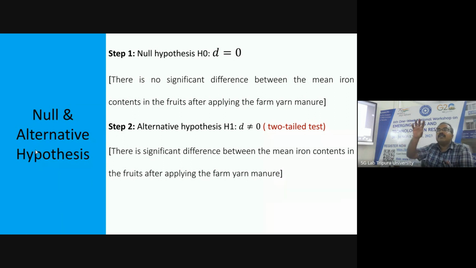And you are measuring 10 different fruits. For them, you are trying to get some idea whether a change in the iron content is taking place or not due to the application or non-application of the manure. Obviously, the alternative hypothesis is not equal to 0, which tells us it is a two-tailed problem, one-tailed and two-tailed problem.